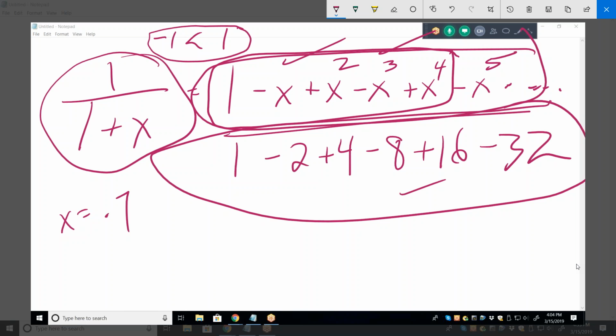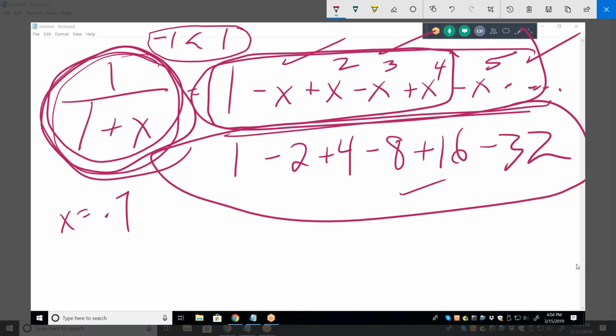Then my error is everything I didn't include. It's minus x to the 5th all the way out to x to the nth. That's the error. It's got to be, right? Because we know if we include the entire infinite series, it exactly equals that as long as we're inside the interval of convergence, which means that if I only use the first 5 terms, I'm not getting exactly equal to it. I'm getting exactly equal minus the rest of it that I didn't include. That's the Lagrange remainder.